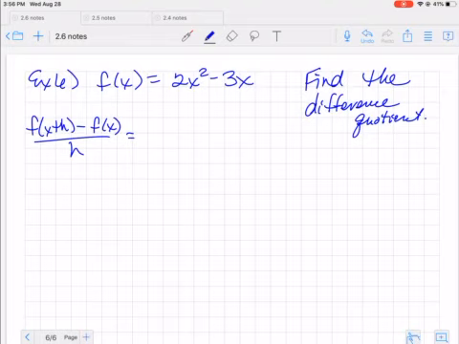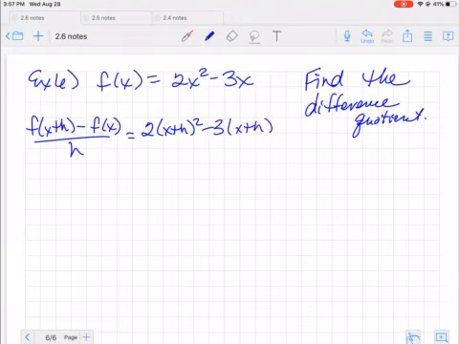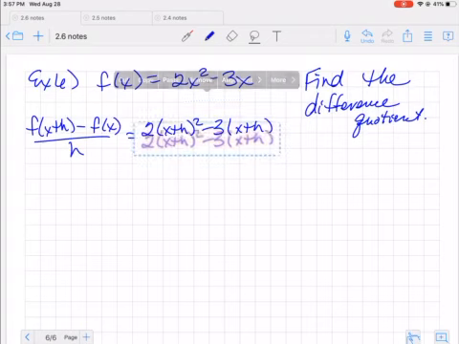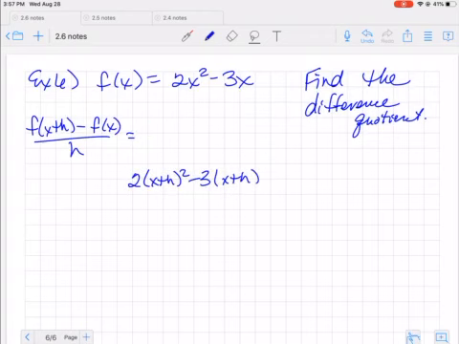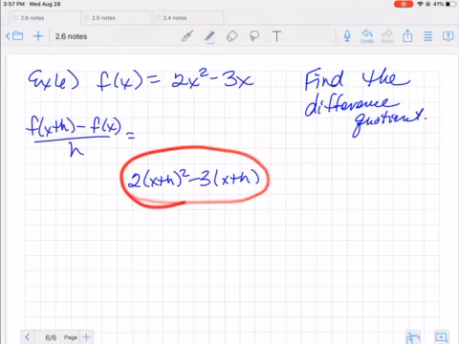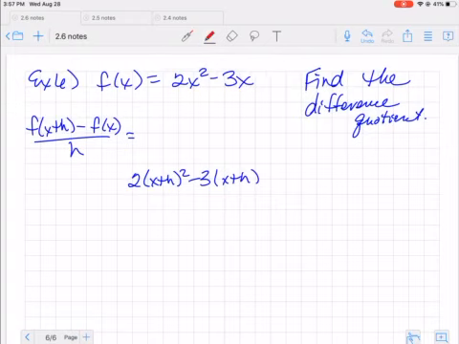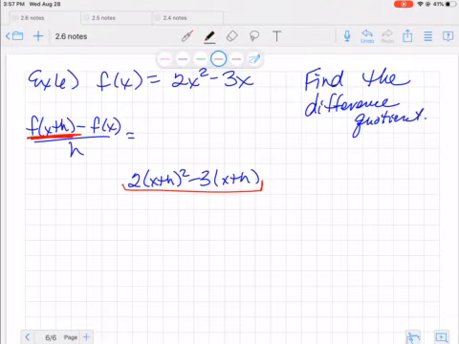And we plug that in. 2 times x plus h squared minus 3 times x plus h. That is my first part. So let's color code it just so that you can see. So my first part, f of x plus h, is just plugging in x plus h into that part.